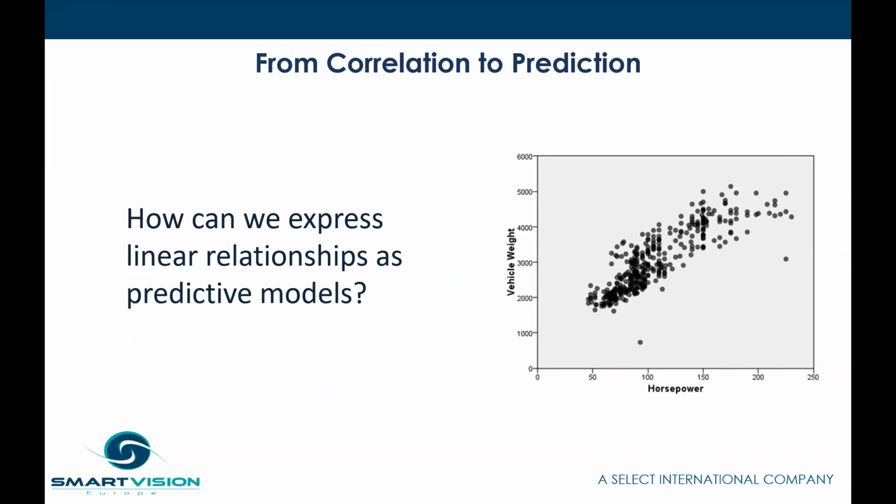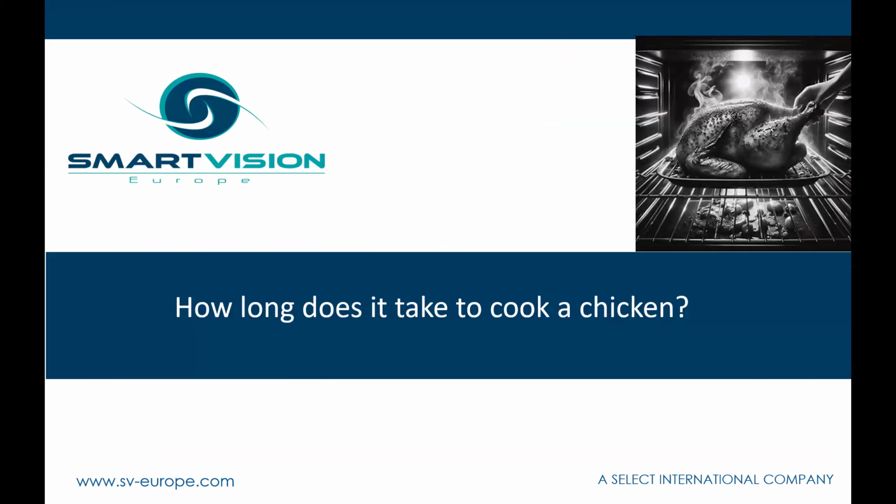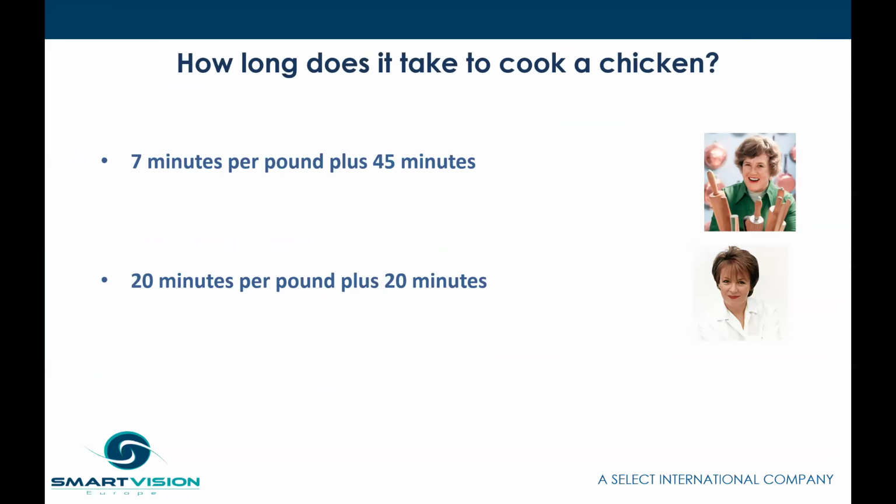What about actually turning these relationships into predictive models? How do we do that? Well, we've got to return to that straight line that we talked about earlier on. And the best way to start thinking about that is just ask yourself, how long does it take to cook a chicken? This is an easy way to remember this. How long does it take to cook a chicken?